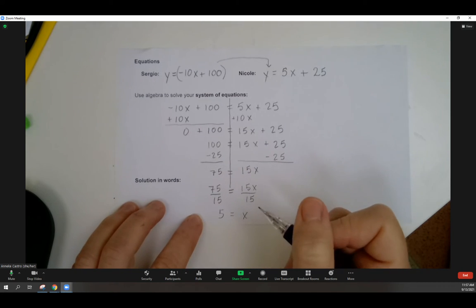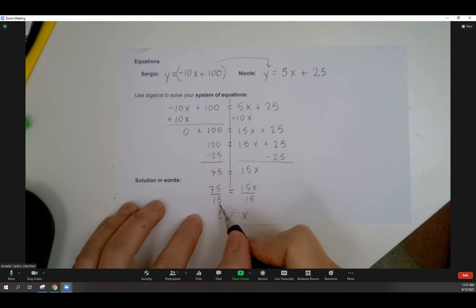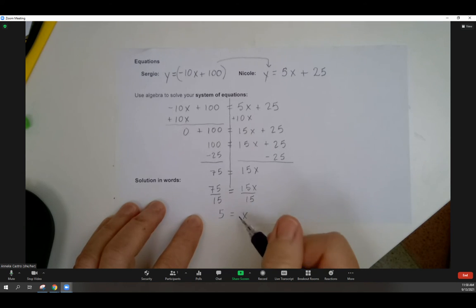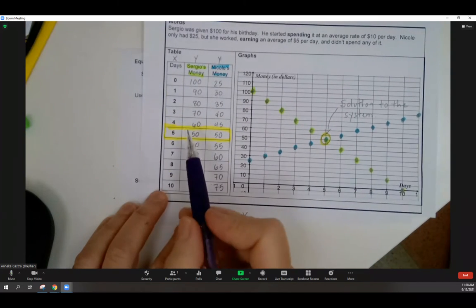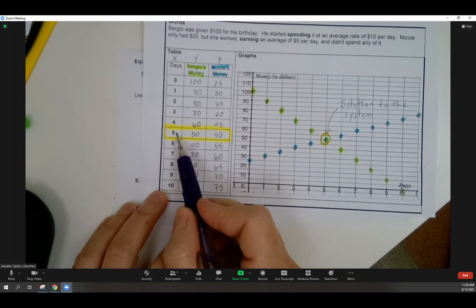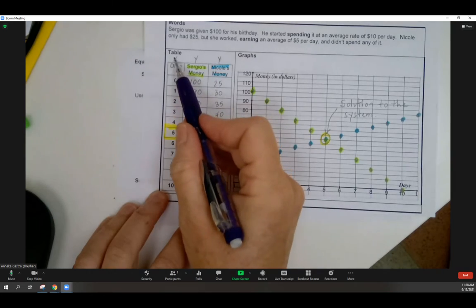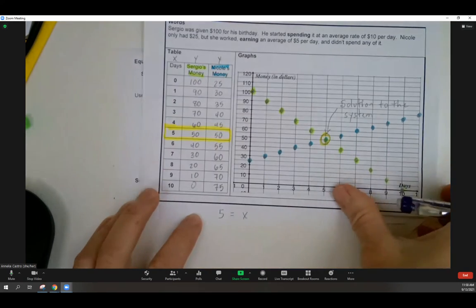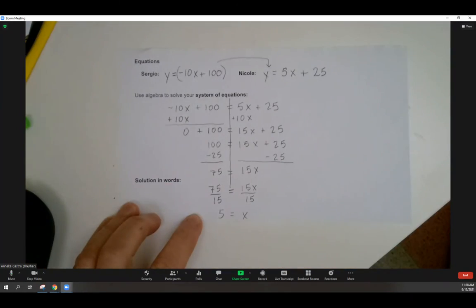I don't have my calculator handy, but 5 times 15: 5 times 5 is 25, put down my 5, carry my 2. 5 times 1 is 5, plus 2 is 7. Yeah, that works. So x is 5. And if I remind myself, that actually makes sense, because it was on day 5 that they have the same amount of money, and x is the number of days. So that makes sense. All is well.